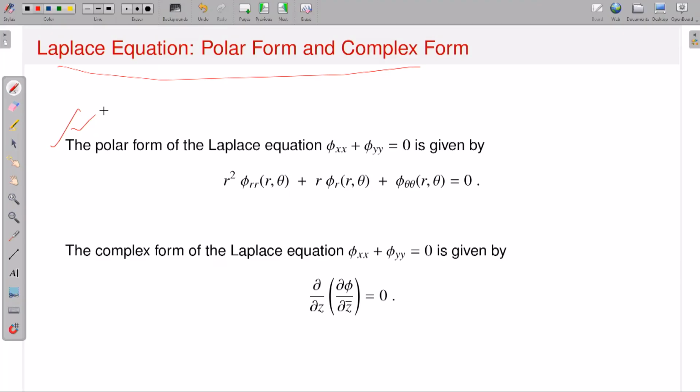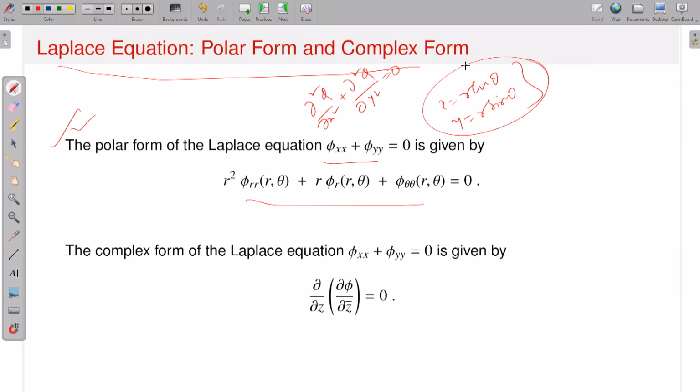The polar form of the Laplace equation phi xx plus phi yy equal to 0 is given by this one. I am not proving it because this is just a change of variable formula, nothing else. Since I am changing Cartesian to polar, x is equal to r cosine theta and y is equal to r sine theta, so you just replace. This is del 2 phi del x square plus del 2 phi del y square equal to 0, this is given, right? You just use the change of variable formula, x equal to r cosine theta and y equal to r sine theta, and you will have this kind of equation.